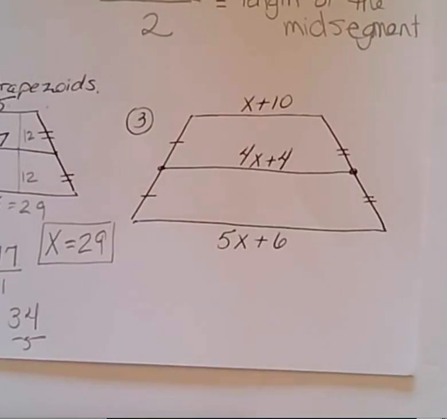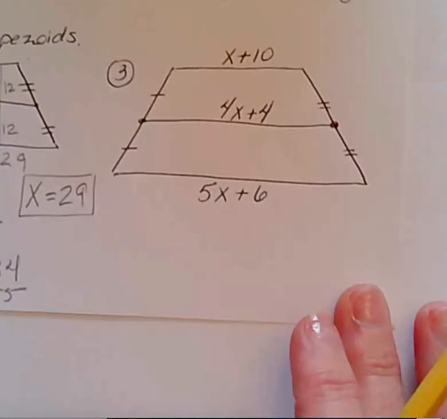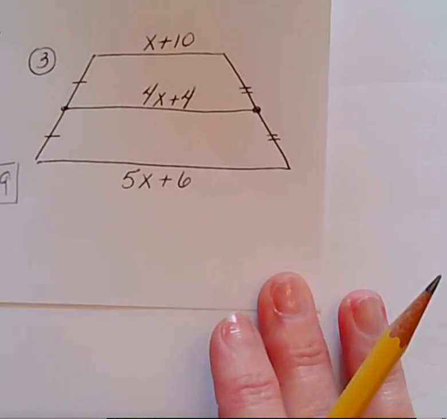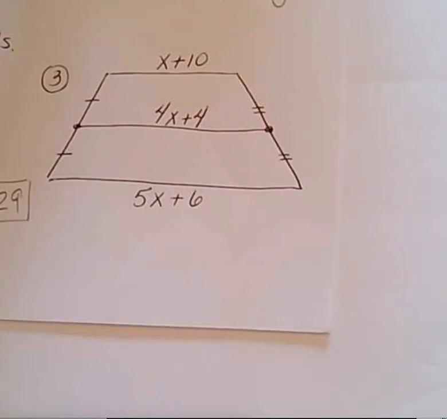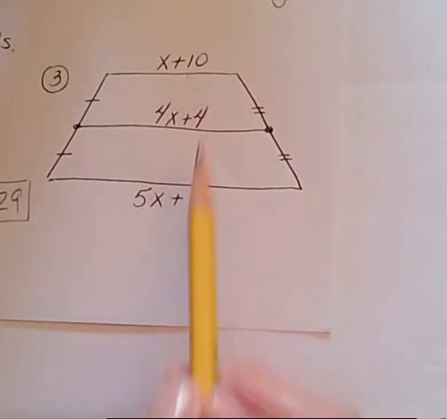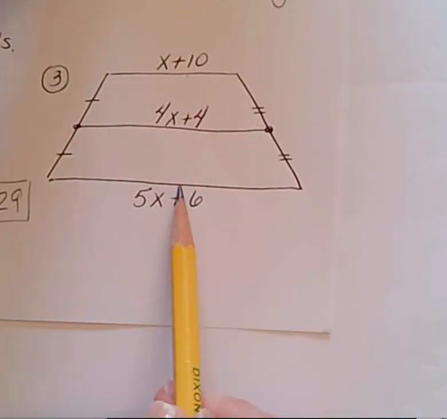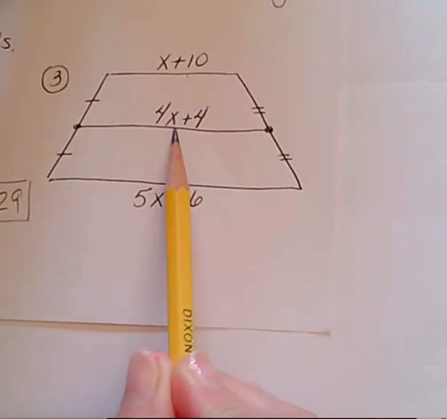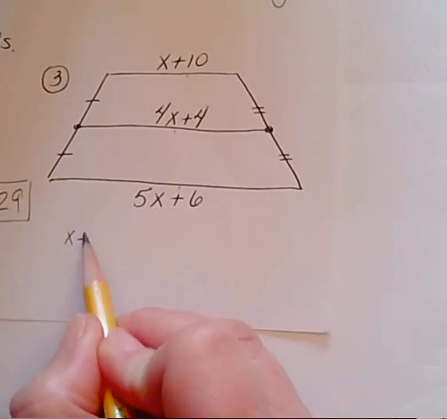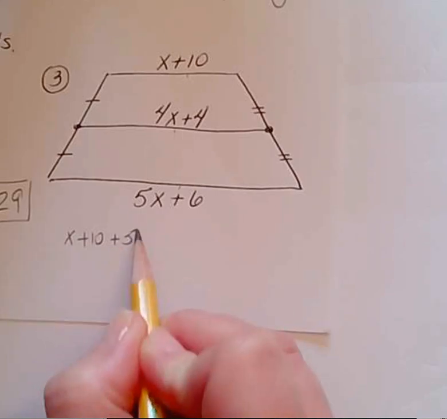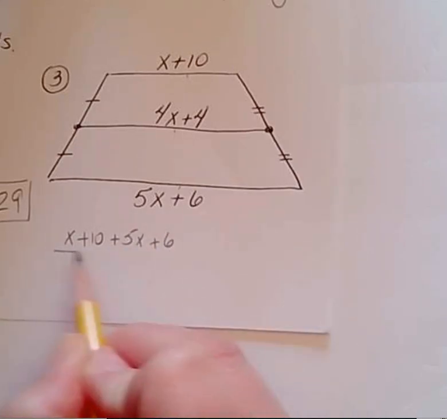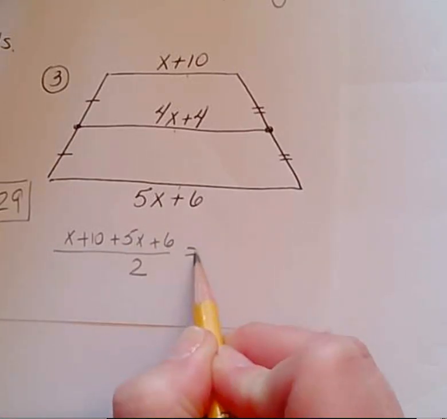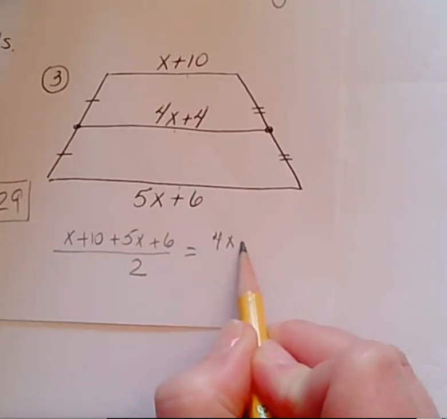But we do need formulas because we will have problems like number 3, and number 3 is difficult to guess and check with, so we are going to write an equation here. We are going to write the equation so that base plus base divided by 2 is equal to your midsegment. So it's going to be x plus 10 plus 5x plus 6, all divided by 2, is equal to your midsegment, which is 4x plus 4.